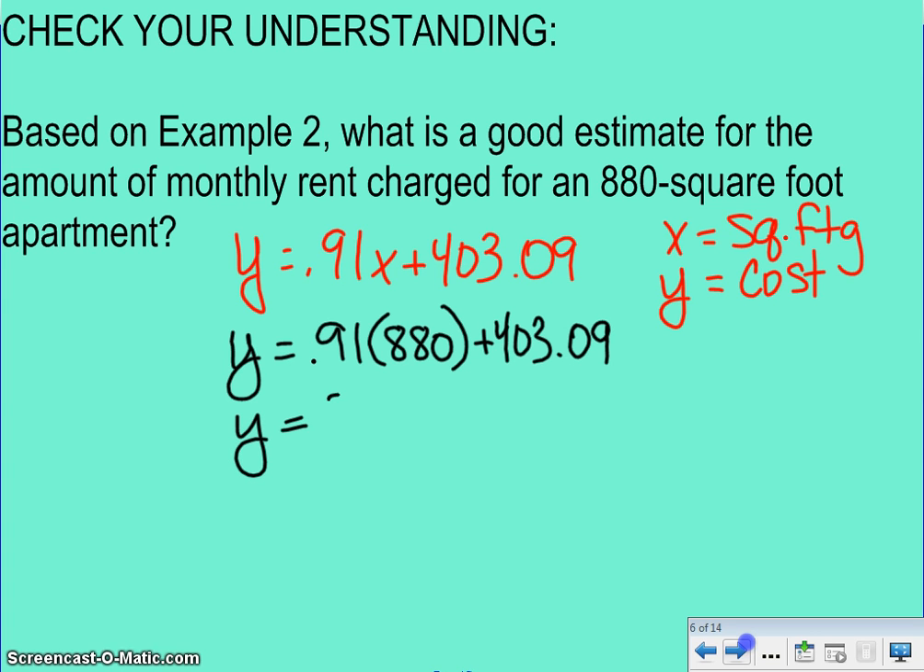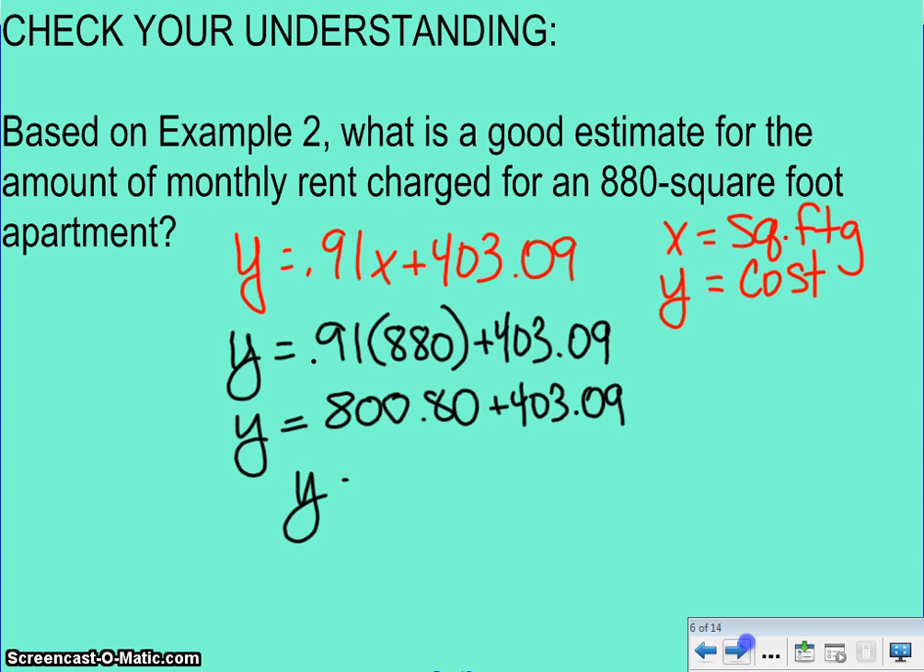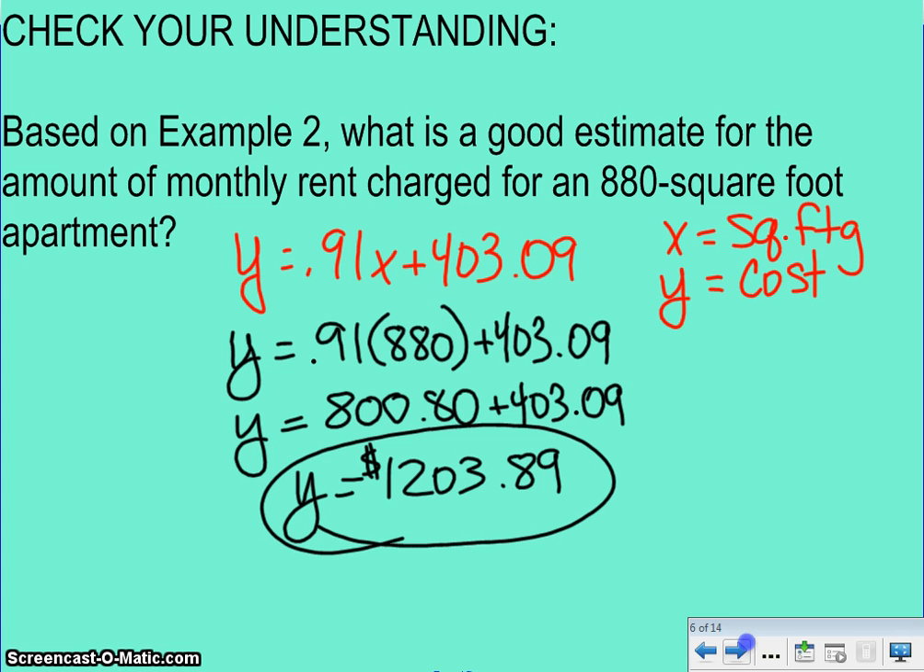Once I multiply these through, I get 880 times 0.91 plus the 403.09. So I'm looking at $1,203.89 for an 880 square foot apartment.